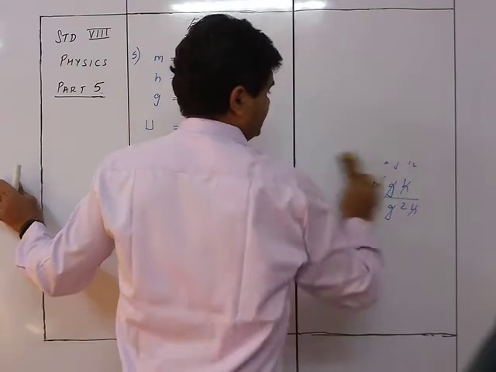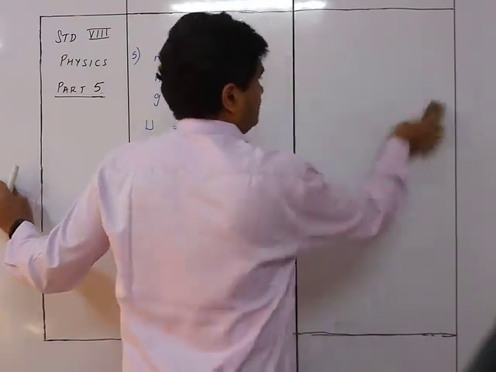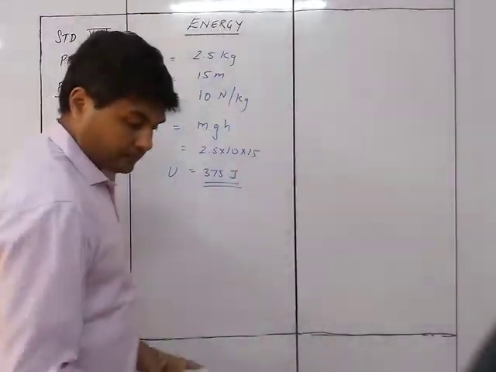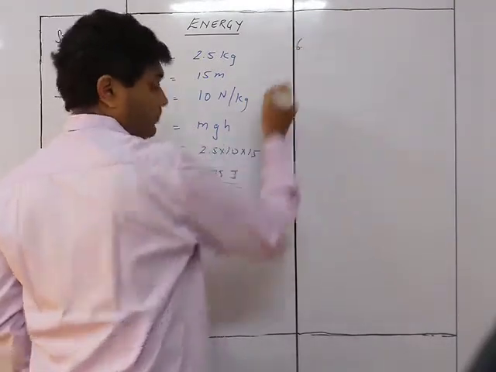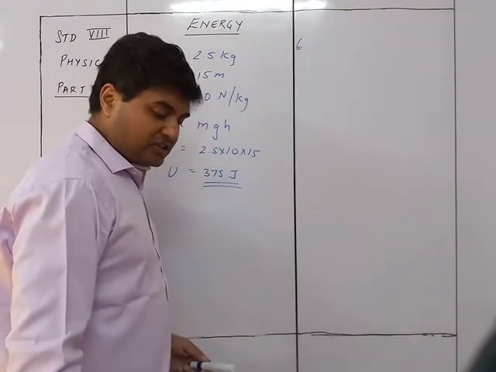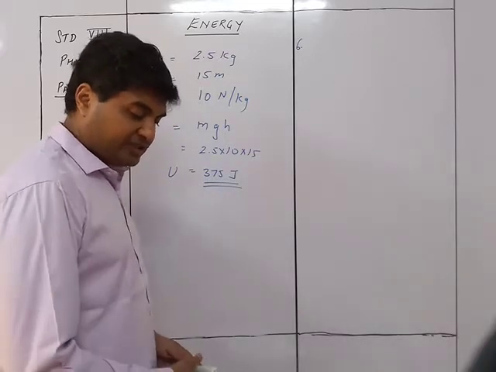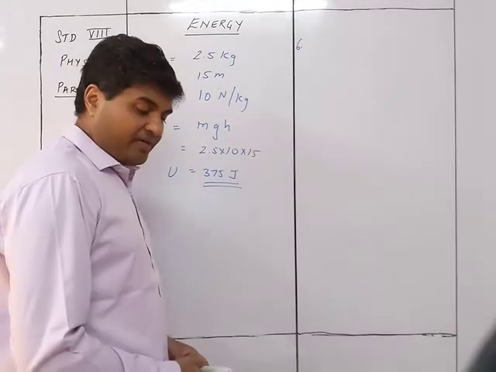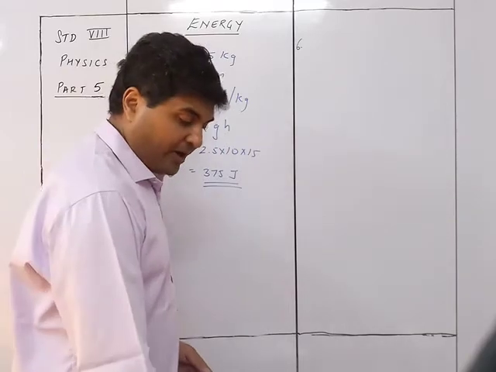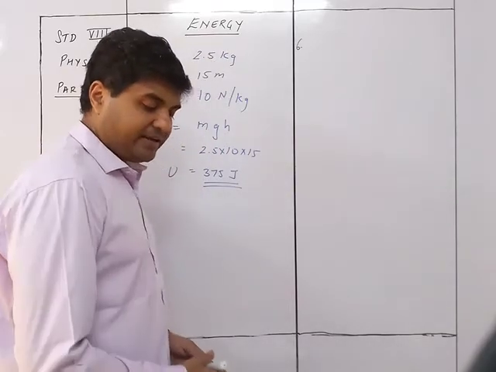So sum number 6. The gravitational potential energy stored in a box of weight 150 kgf is 1.5 into 10 raised to 4 joule. Find the height of the box, take 1 kgf equal to 10 Newton.